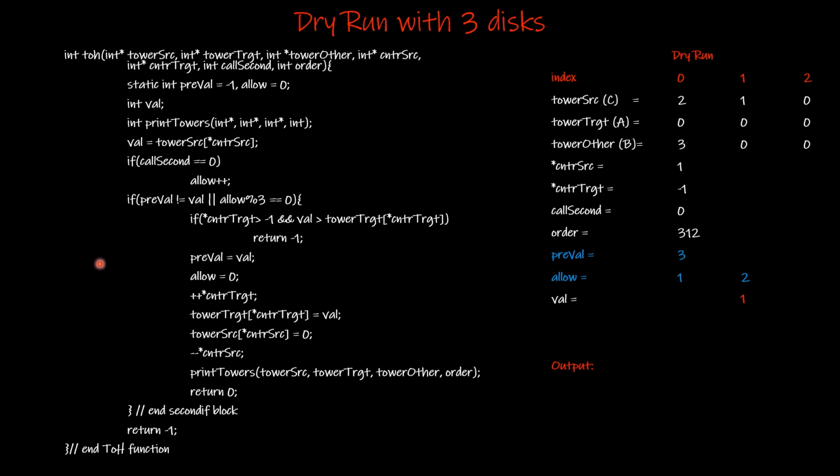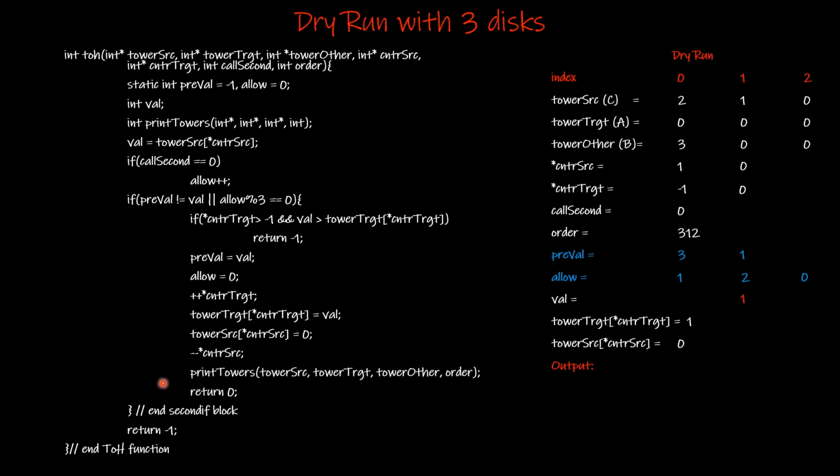Pre-val is assigned the value of val, which is 1, then allow is set to 0, counter target is incremented by 1, so this becomes 0. We assign the value of val to this particular location, and therefore that becomes 1. Counter source is assigned the value 0 at the counter source location, and that becomes 0, and counter source is decremented by 1, so this becomes 0. Print tower function is called.